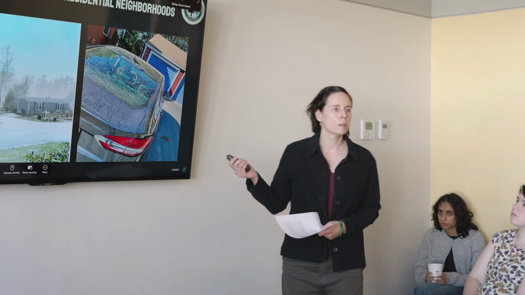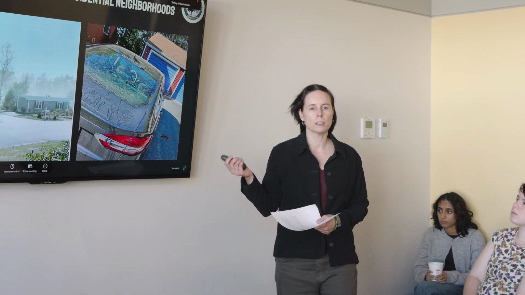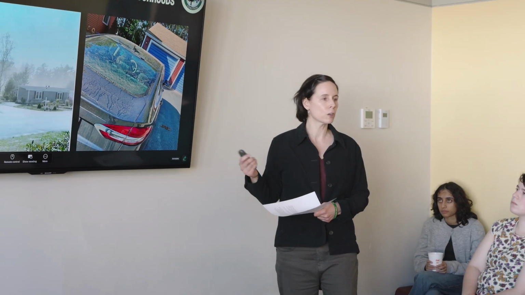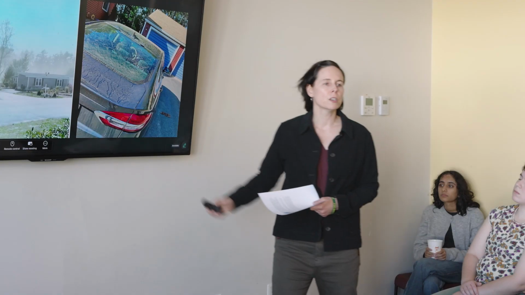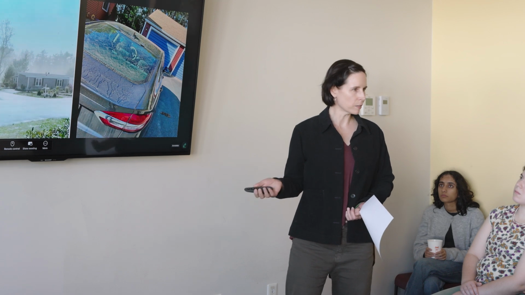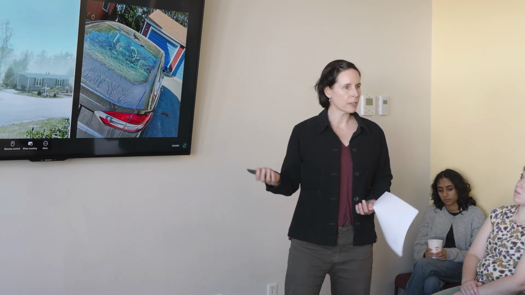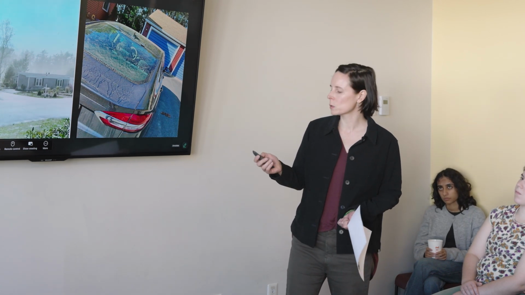All of these are located in residential neighborhoods because the zoning is agricultural residential. Some of them are located within 500 feet of homes. We get information from residents about what's happening in their neighborhoods, including sand blowing onto people's cars, entire sand dust events in their neighborhood. And so we've been accumulating this evidence, and it's time for us to take it to the next level. It's time for us to accumulate this data and consolidate it into one source.